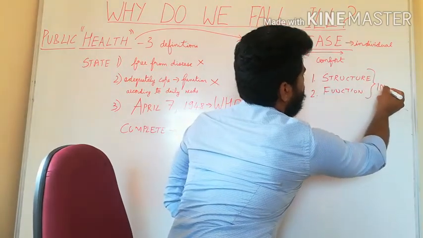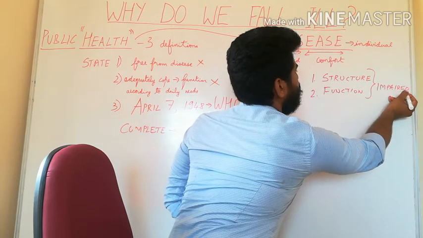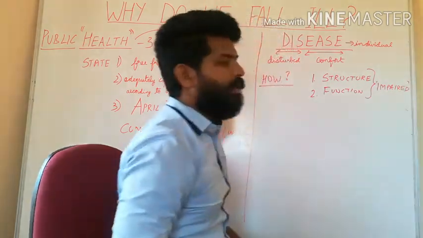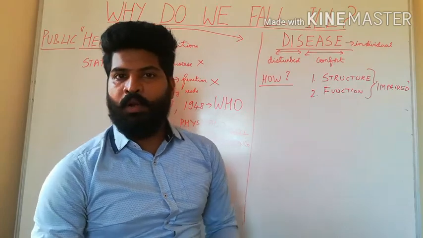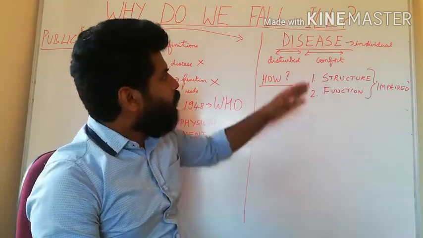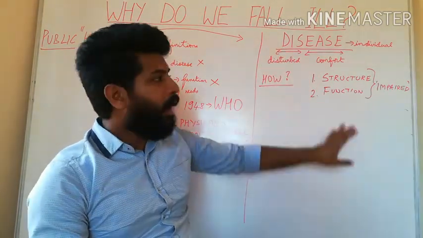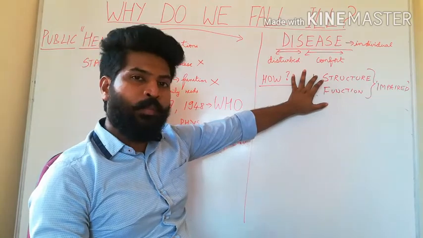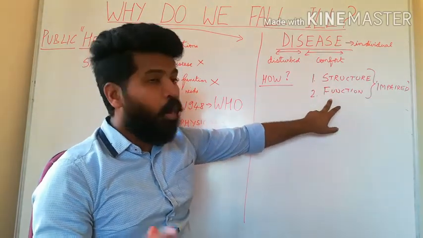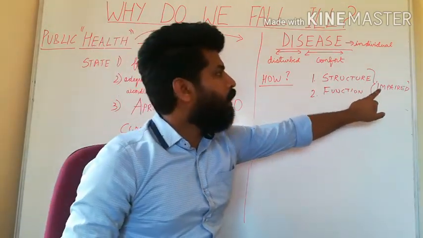Impaired in the sense it is disturbed or destroyed. It is not able to work properly. So disease can be defined as a state where either the structure of the body or the function, or both structure and function, are impaired.